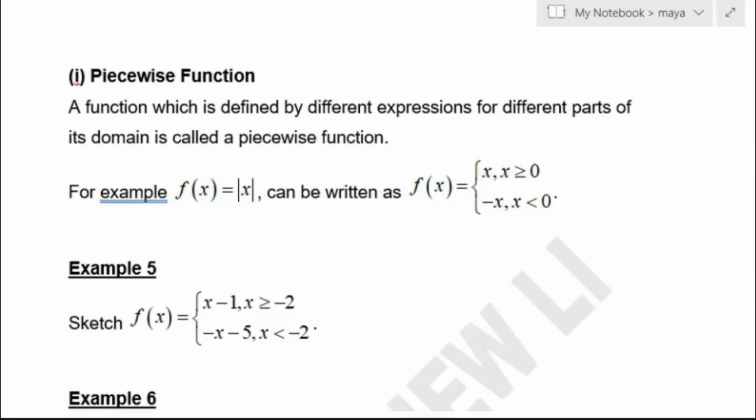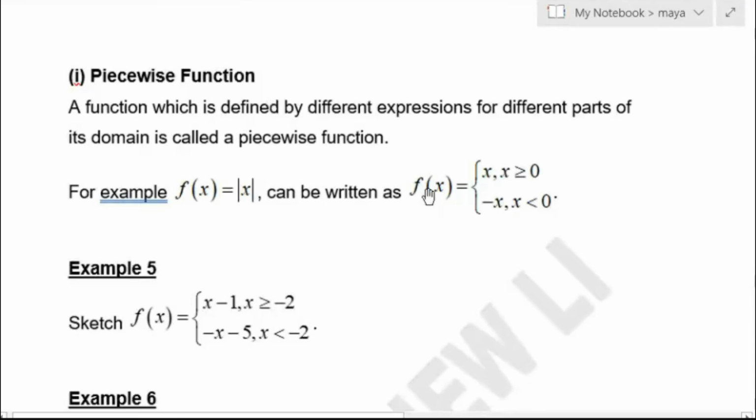Okay, we will continue with piecewise functions. In the previous class, we already did the absolute function. A piecewise function is a function that defines different expressions on different parts of its domain.